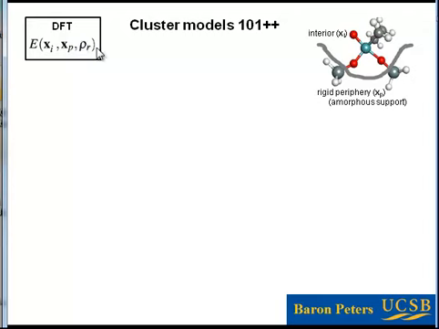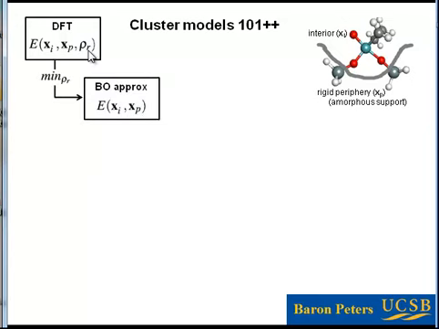And we also have, of course, an energy that's a function of the electron density. Okay, so electronic structure codes already do this part for us. They give us the Born-Oppenheimer energy as a function of only the positions of the nuclei. Now we have a function that depends on the positions of our interior and periphery atoms.